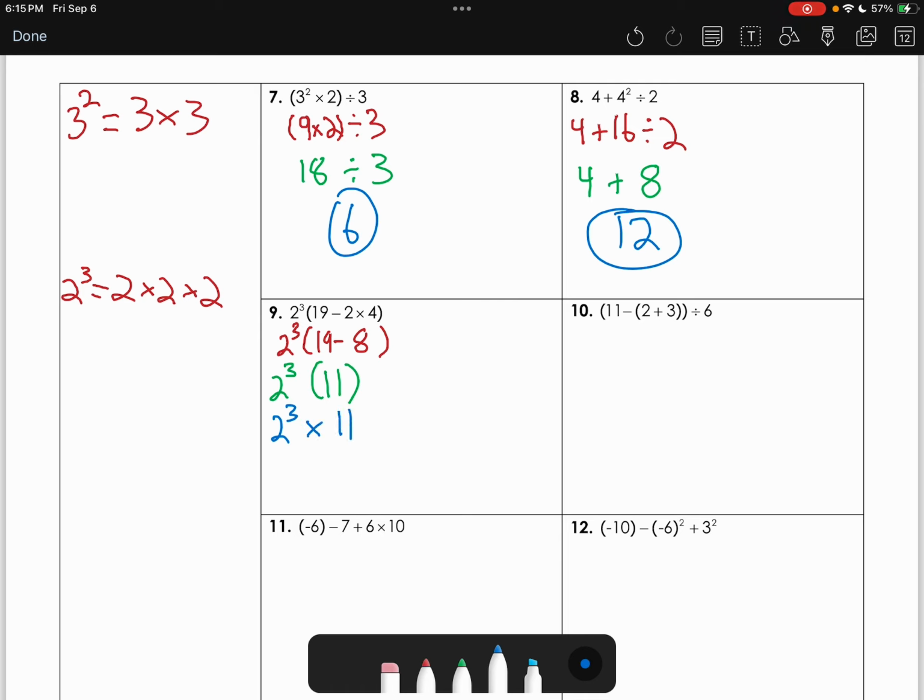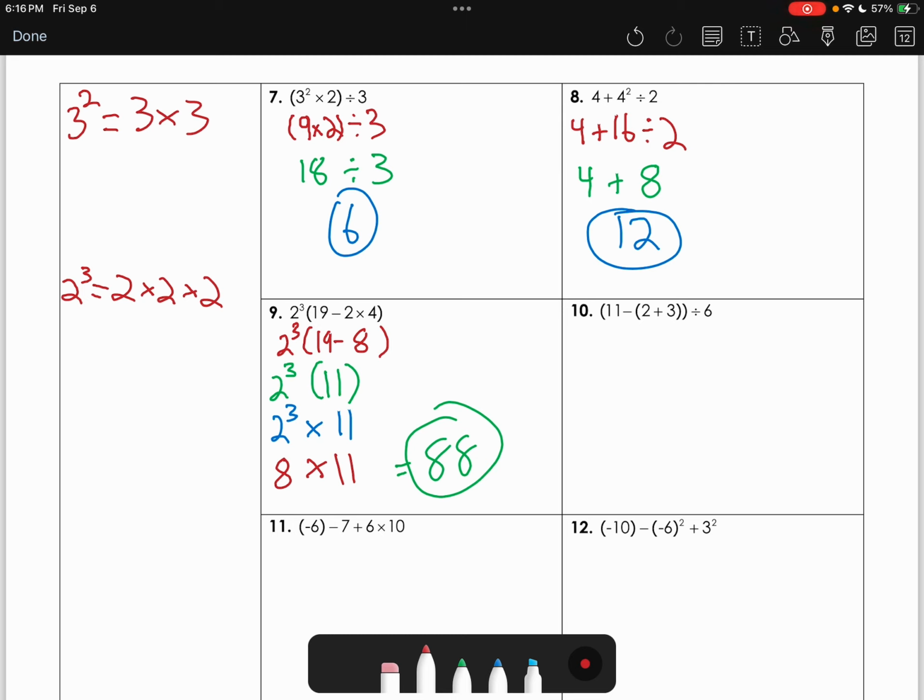So there's no more parentheses, and we're moving on to exponents. So we have the exponent of 2 to the power of 3. So let's see if we can solve that. So 2 times 2 is 4, and 4 times 2 is going to be 8. So that will be 8 times 11. 8 times 11 will get us to an answer of 88. Moving on to number 10.